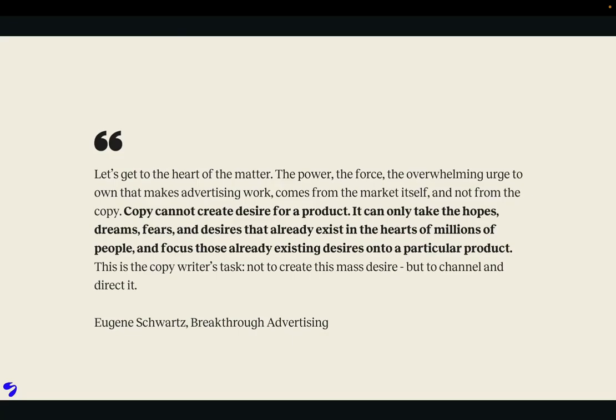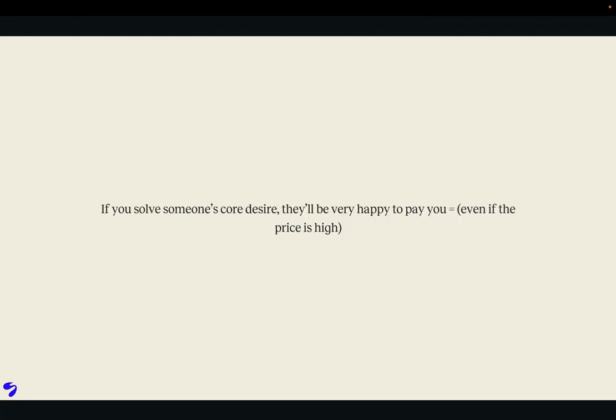It can only take the hopes, dreams, fears, and desires that already exist in the hearts of millions of people and focus those already existing desires onto a particular product. This is the copywriter's task. This is the educational creator's task, not to create mass desire, but to channel and direct it. If you solve someone's core desire, they'll be very happy to pay you, even if the price is high.